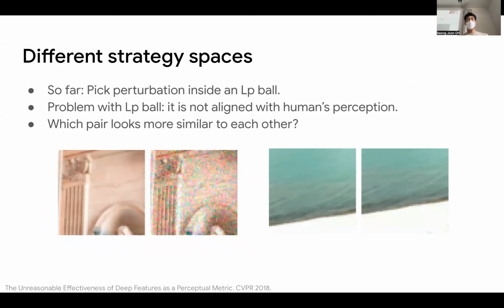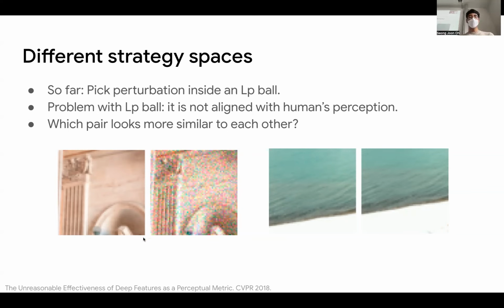Okay, so far we have been talking about strategy spaces defined by the LP ball. But the LP ball in which space? It's in the pixel space. And if you take the LP ball in the pixel space, it's not exactly aligned with human perception. It's missing some of the changes that are not visible to humans, and in some cases it's also capturing way too much. So I can give you a counterexample for the LP ball as a measure of human perception.